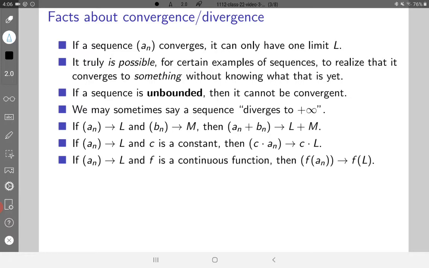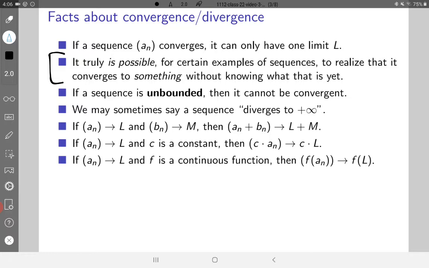And it truly is possible for certain sequences for us to realize that it converges to something, even if we don't know what that number is yet. So try to have that in the side of your mind. Maybe not all the way in the back, but not right in the front either. Have that on the side. It's possible, and we'll see some examples later, where we can explain that the sequence must converge to a limit, even if we aren't confident what that limit's actually going to be.